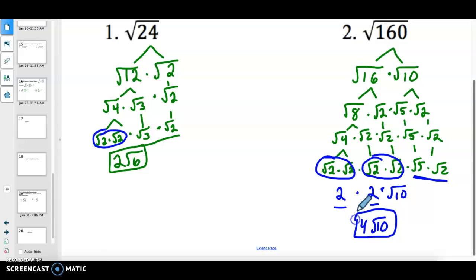If you have trouble finding perfect squares, you can use this method and just get down to prime numbers, circle pairs, and then simplify. So why don't you guys go and try the practice.